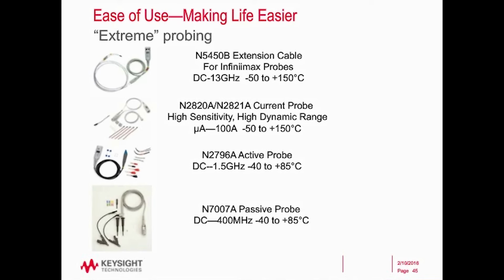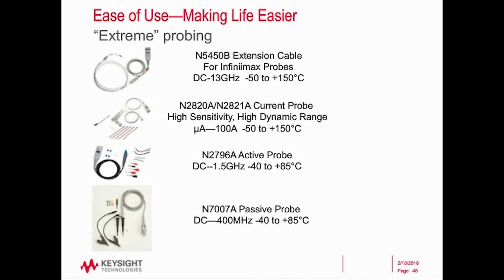Now another probe that we've got like this for extreme probing, the N2796A, is an active probe that can measure from DC to 1.5 gigahertz, and it can go from -40 to +85. What's unique about this is the actual active circuitry on the end of the probe has been mechanically hardened so that it can withstand the temperatures in the chamber. The probe also has a cable that is about twice as long as the typical probe, so that you've got enough cable length to get from the chamber out to your scope.